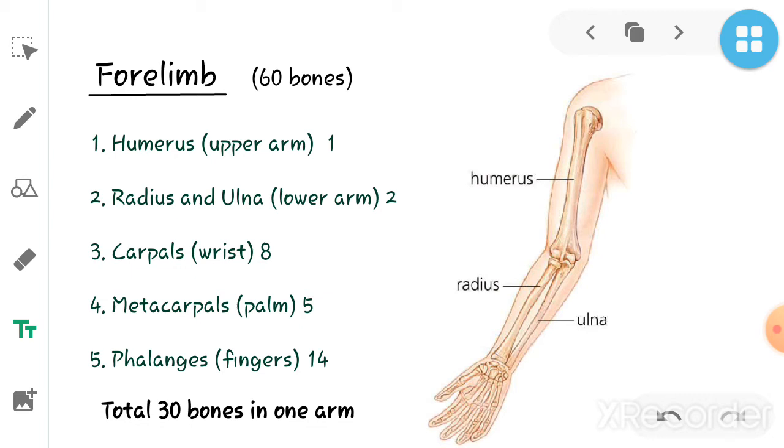Moving further, we have carpals, your wrist. It is made up of a total of 8 bones. Then further we have the hand. The palm of our hand is made up of 5 bones and those are known as metacarpals. At the end we have 5 fingers and inside those 5 fingers we have a total of 14 bones and those are known as phalanges. By this, a total of 30 bones are there in one arm and in 2 arms there are 60 bones.